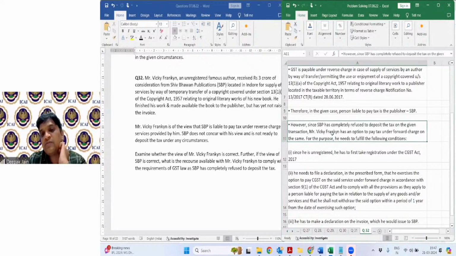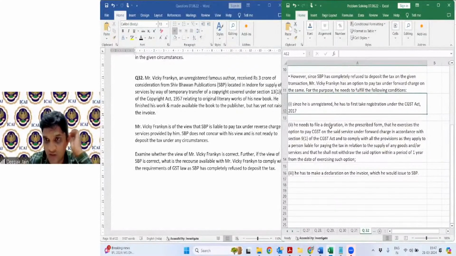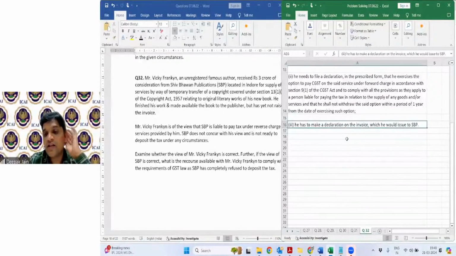However, since SBP, the publisher, has completely refused to deposit the tax, Mr. Vicky Franklin has an option to pay the tax under forward charge on the same. For the purpose, he needs to fulfill the following conditions. Since he is unregistered, he has to first take registration. Then he needs to file a declaration in the prescribed form that he exercises the option to pay GST under forward charge and comply with all the provisions as they apply to a person liable to pay tax. And then he has to make a declaration on the invoice which he would issue to SBP.